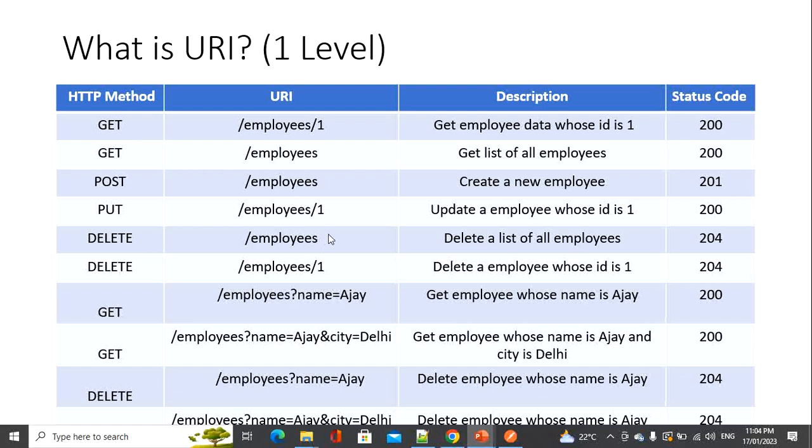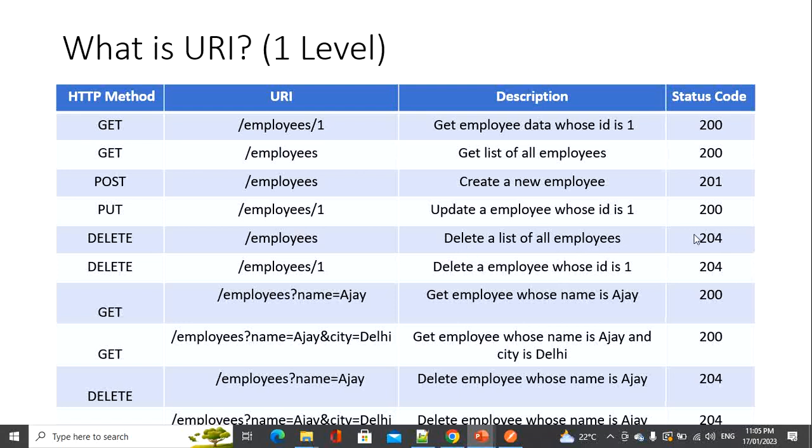Now see the DELETE operation similarly. I'm interested in the delete operation. Here I'm simply passing slash employees, right? If you observe one point, I'm passing either slash employees or slash employees slash some ID number, but with the same URI, I'm just changing the HTTP method. Accordingly, the meaning or description changes, right? Now I'm simply passing DELETE with slash employees. What does it mean? Obviously, it deletes the list of all employees.